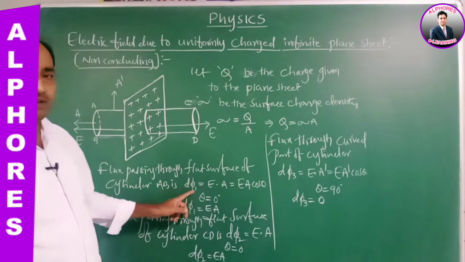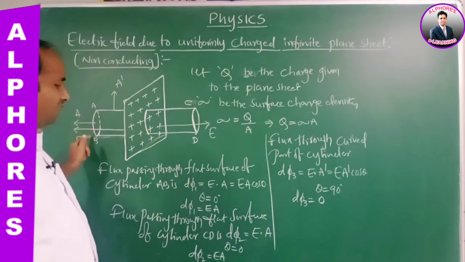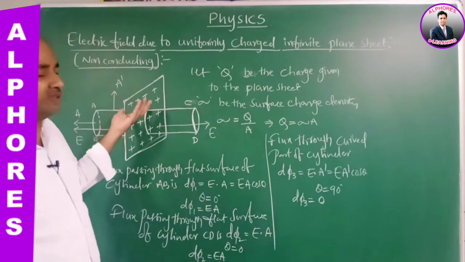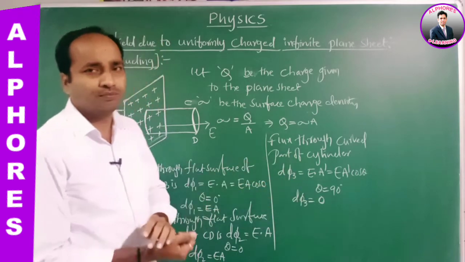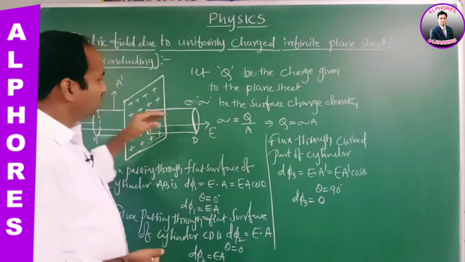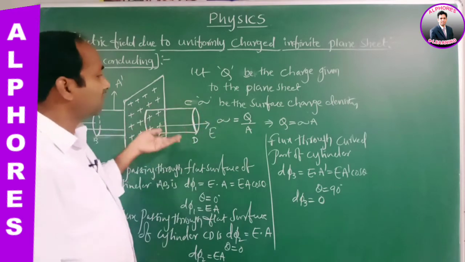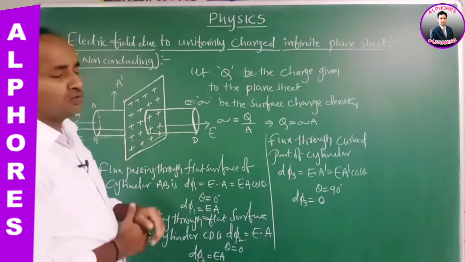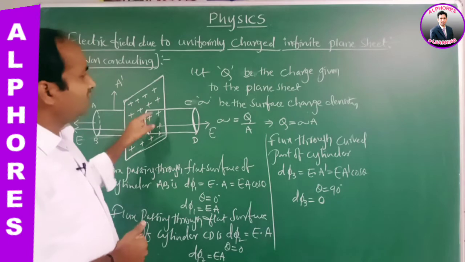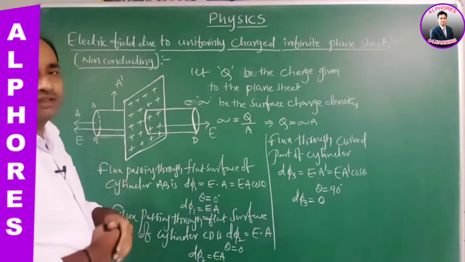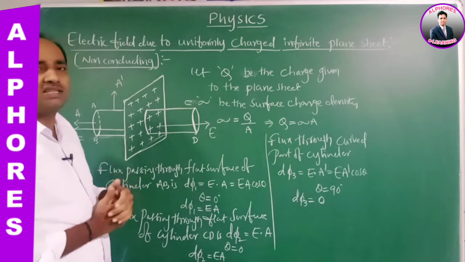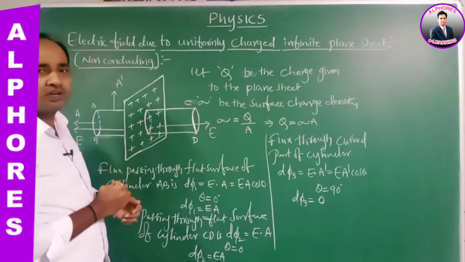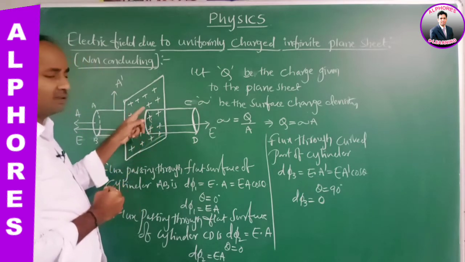So the flux passing through the flat surface of the cylinder AB is EA. The second flat surface is also EA, but for the curved part of the cylinder the flux is 0. Theoretically also we can say that no electric lines of force pass normally through the curved surface of the cylinder here. Now what is the total flux here? Actually here we are saying this is an infinite plane sheet, but this Gaussian surface encloses only this small part, like a circular part.